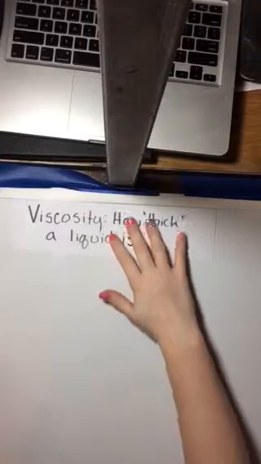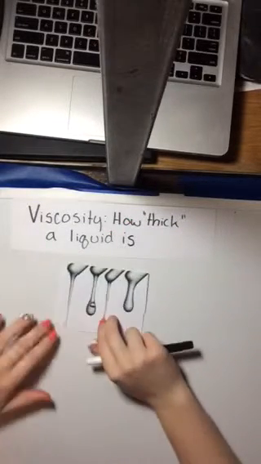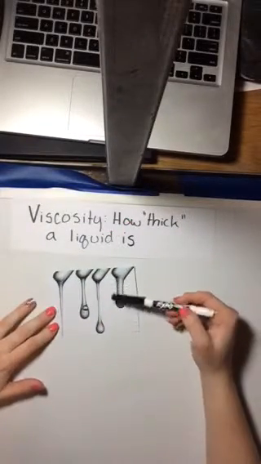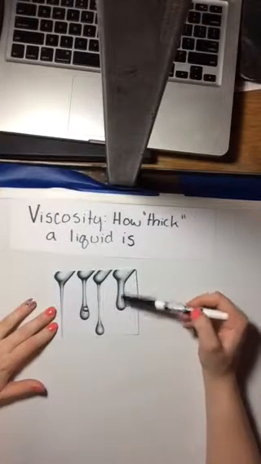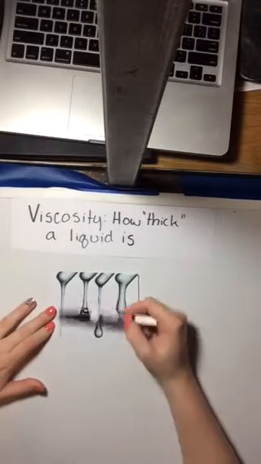First property we're going to talk about is viscosity. Now viscosity is just pretty much how thick a liquid is. And I picture that this liquid here would be considered very viscous, as it is very thick and drips kind of slowly, where this one is not.